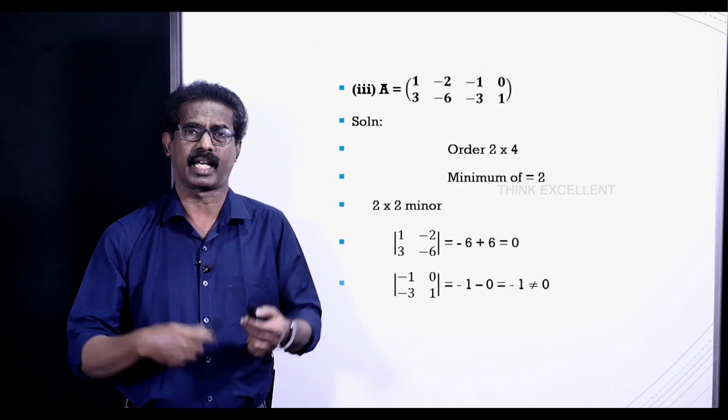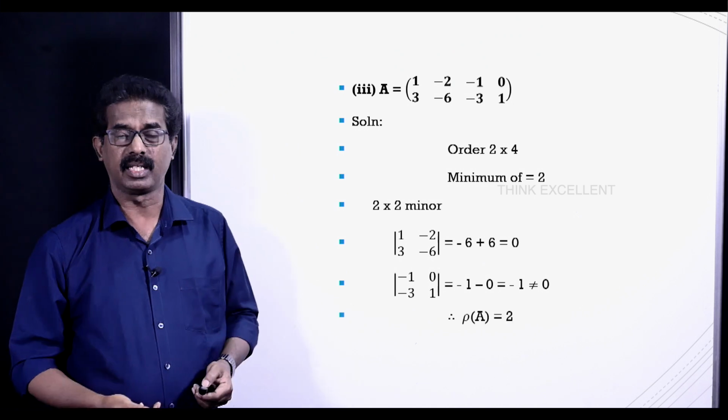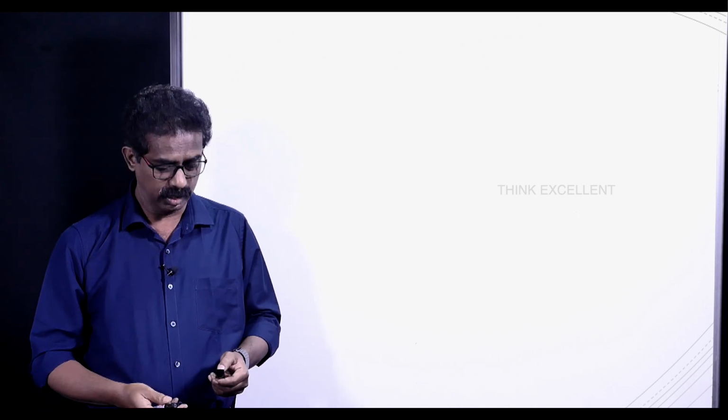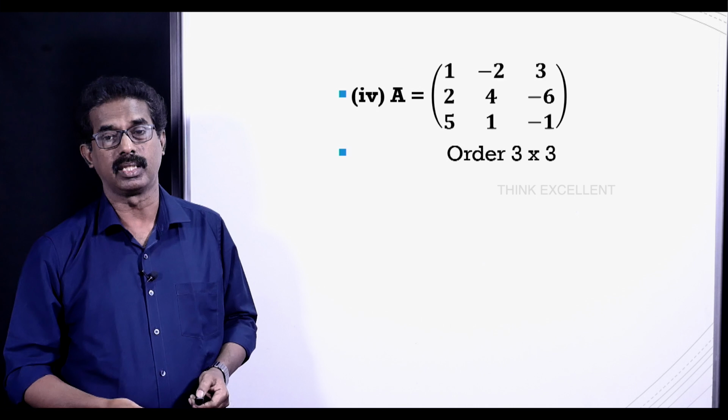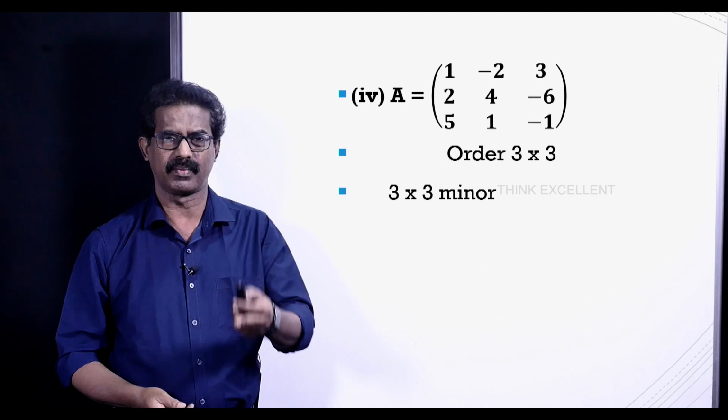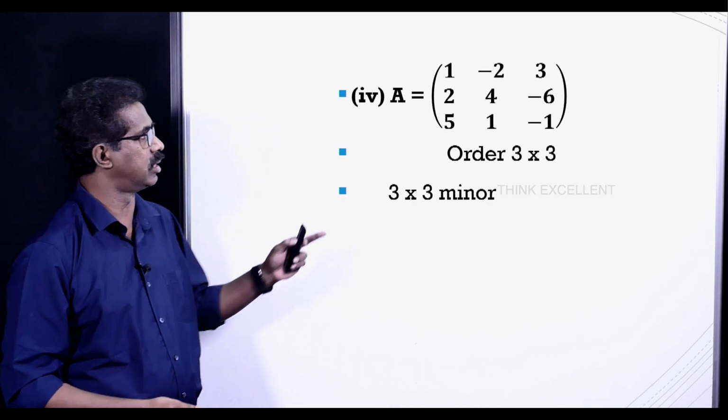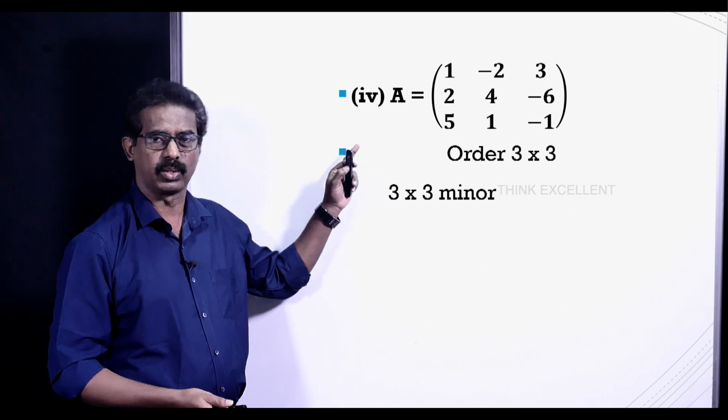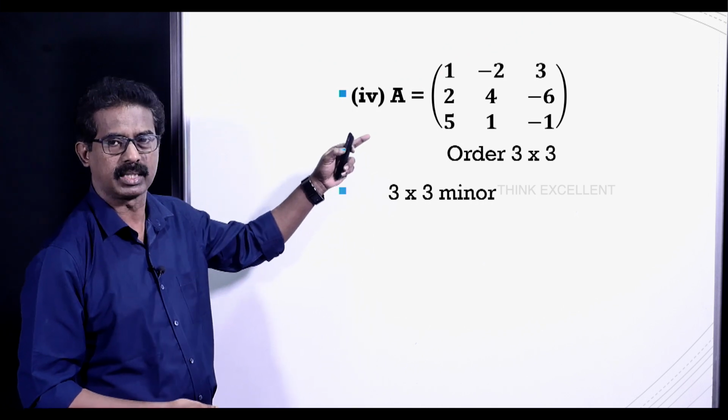Now we go for the second method. Again finding rank only, but using which method? Using elementary transformation method. But first, it's a very simple question. A 3 by 3 sum is given. I think you can take it as homework and do that. Anyway, just to explain to you.